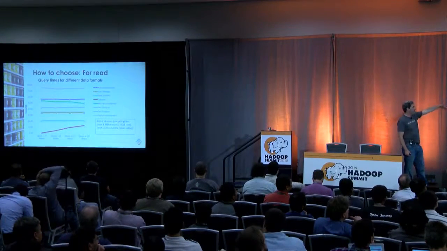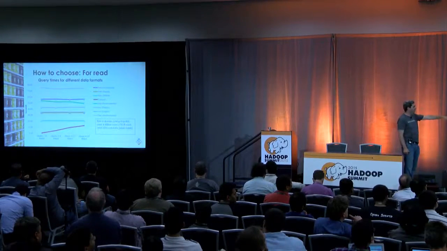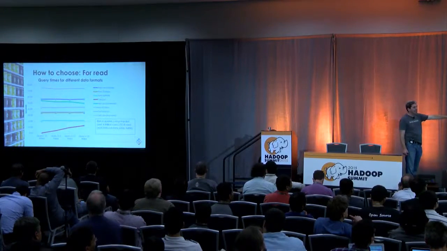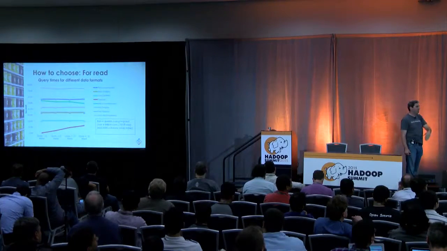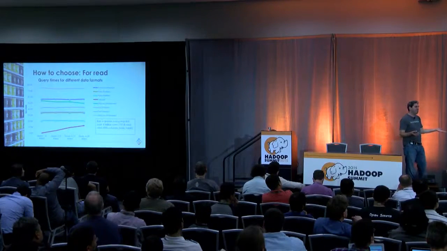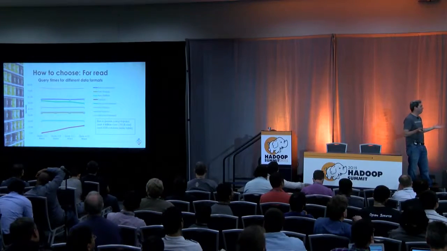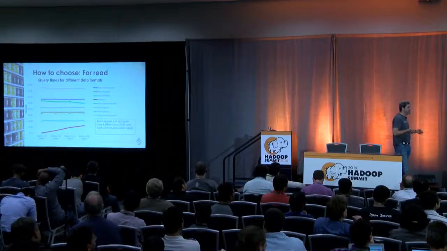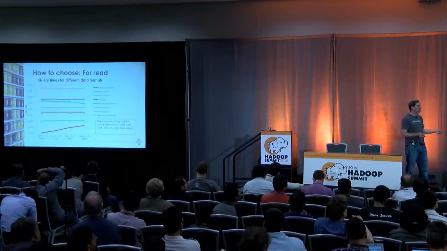And the sequence files were taking longer. But the main one there is the Parquet one. And as you can see, it was going up. Every time I added more filters on the columns, it was going up, which is what I would expect. It's a columnar format, and that's what I would expect if I'm choosing more and more columns.